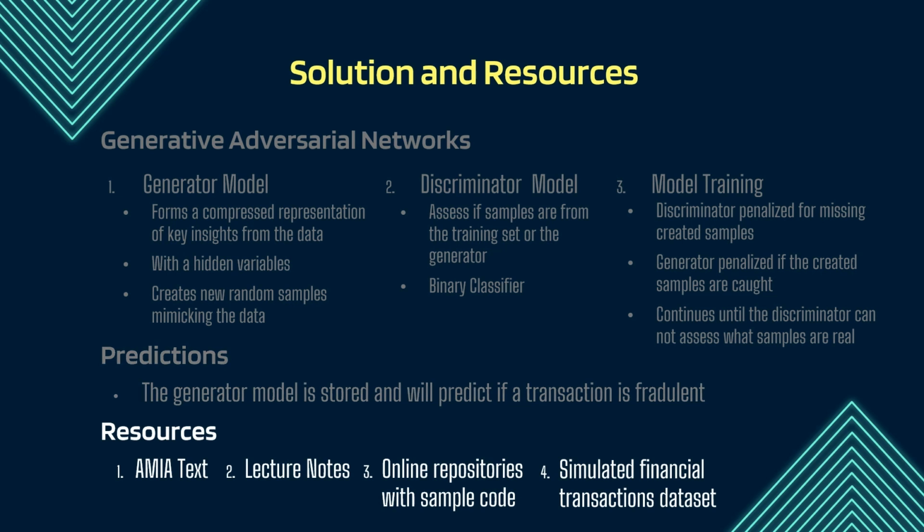Some key resources we have available to us are the AIMA textbook that we've been using throughout the class and lecture notes. We found some online repositories as well that have sample code that allowed us to assess what other people have done to create one of these complicated generative adversarial networks. And most critically, we found a simulated data set of financial transactions that we were able to use as a plethora of data for us to train our model.